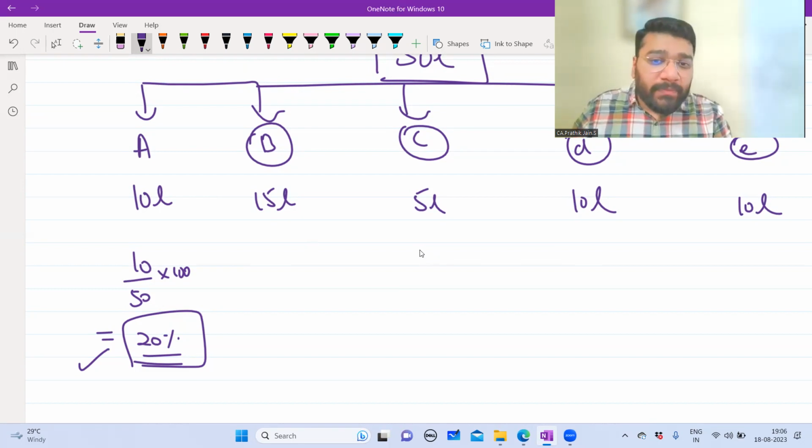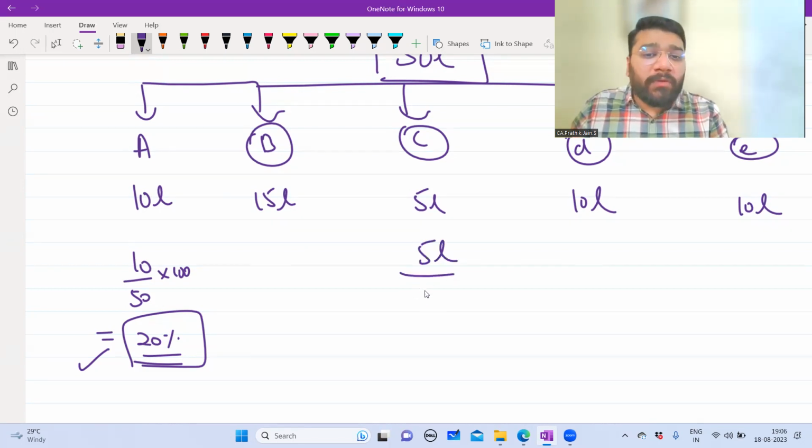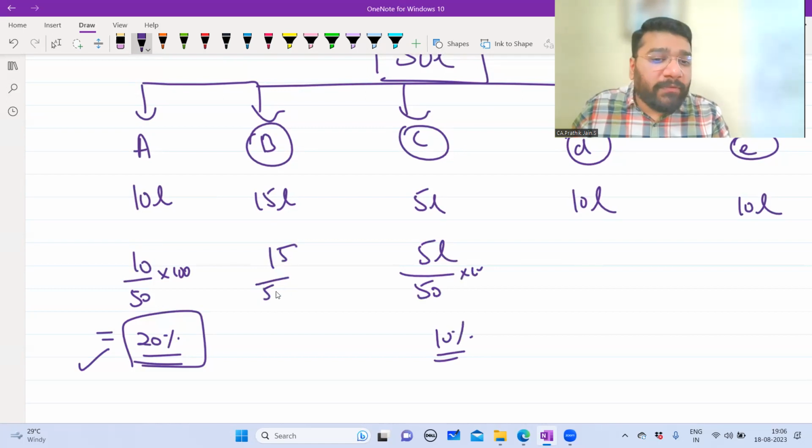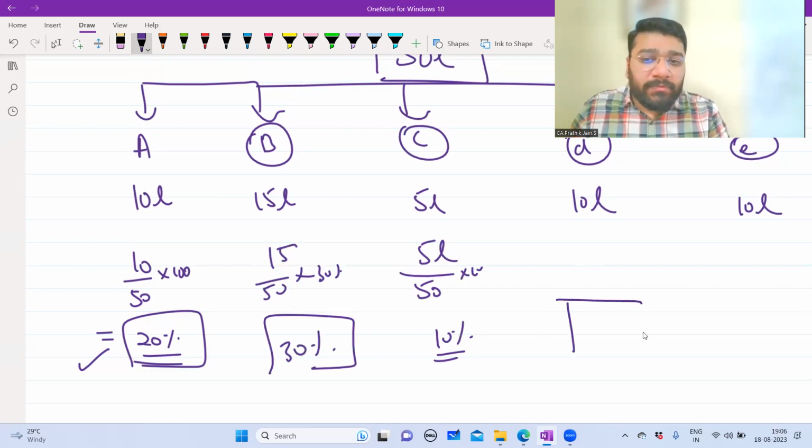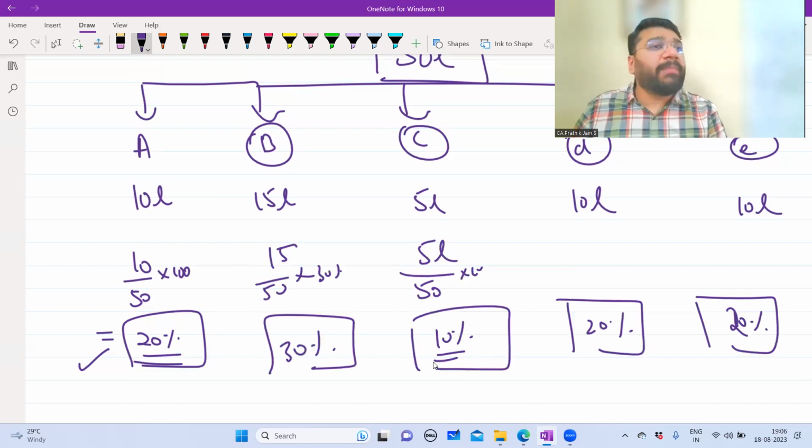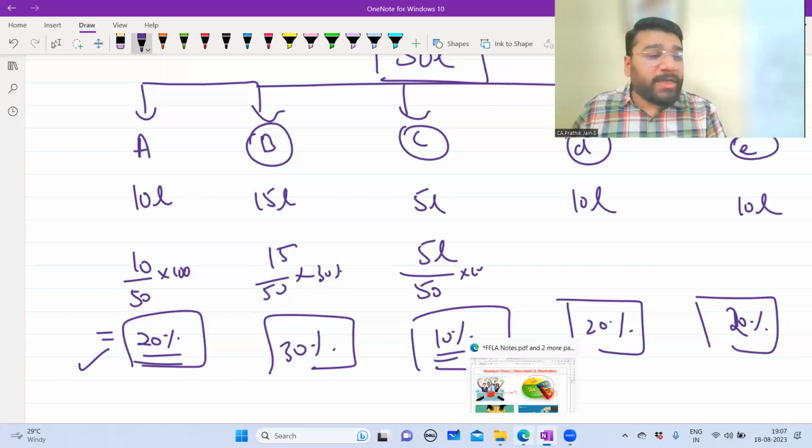Now this fellow, 5 lakh is contributed out of 50 lakh. So 5 divided by 50 into 100, 10%. This fellow contributed 15 upon 50 into 100, which is 30%. This is 20%, 20%. If you add all these 5, it becomes equal to 100%. So what do we understand, share?